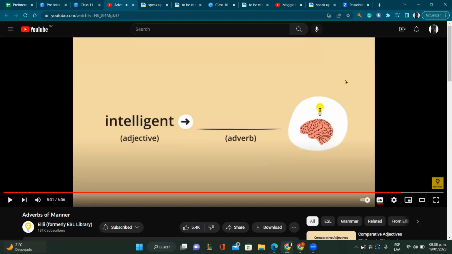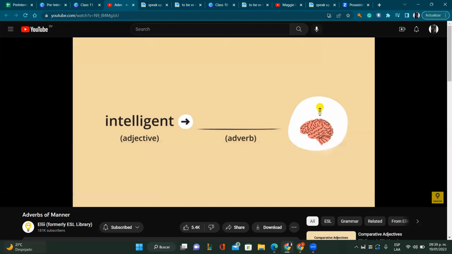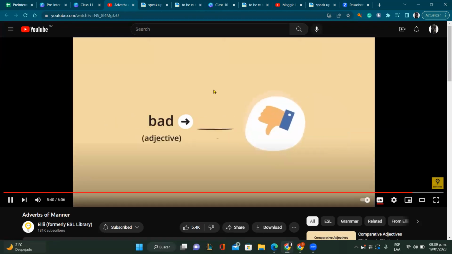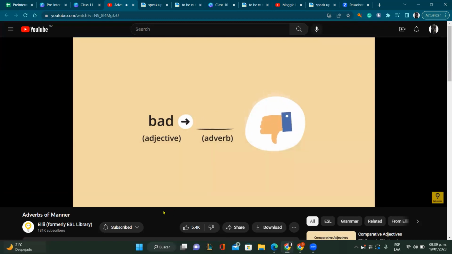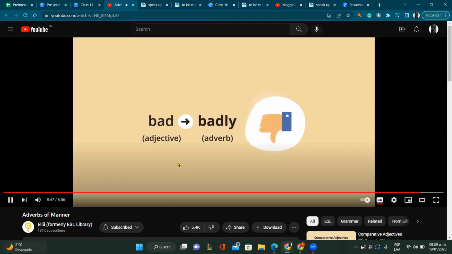This is hard. Let's see. Juan Hernandez. Intelligently. Intelligently. Se pronuncia de solo. Yes, intelligently. Daniel Hernandez. Worse. Badly. Okay. Worse is for comparatives, but in this case, bad, badly.